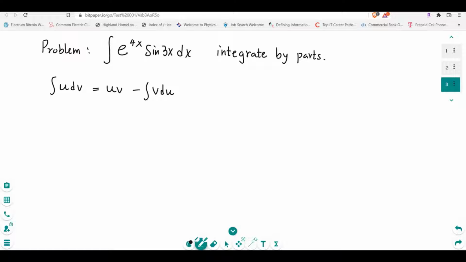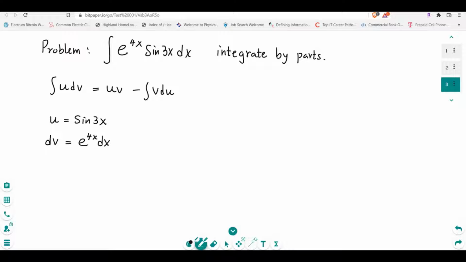So for this integral where you have an exponential function along with a trigonometric function, I'm going to consider that the u function is going to be the trigonometric function. That is, u will be sine 3x. And then dv is going to be e to the power 4x dx. So dv will have that exponential function.